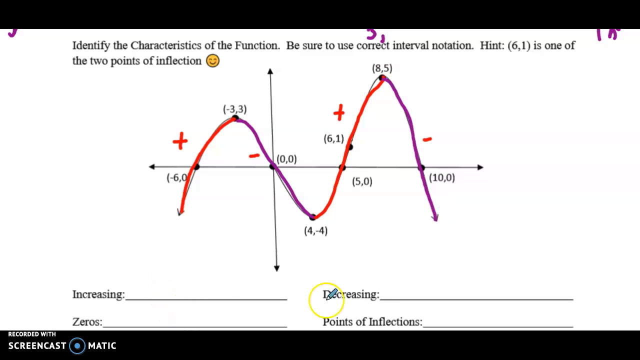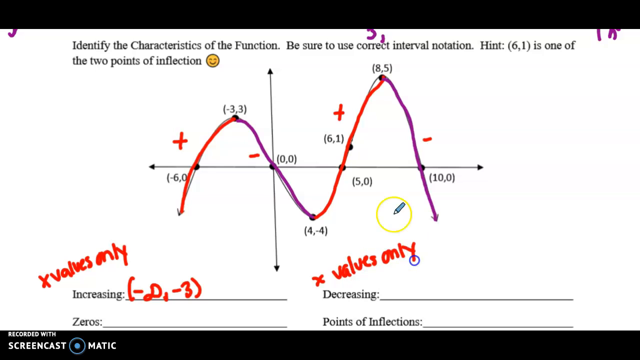Okay, so now let's answer the first 2 questions here, where we're increasing and decreasing. So where did I start when I started increasing here? Well, this is going down towards negative infinity. So I actually started increasing at negative infinity all the way up until -3. And remember, with your increasing and decreasing, you use your x values only, okay?